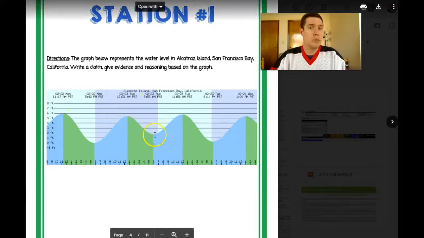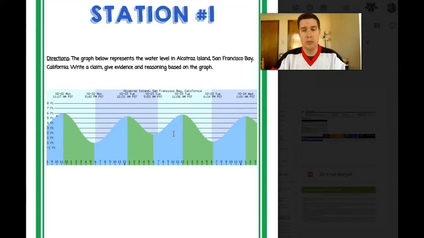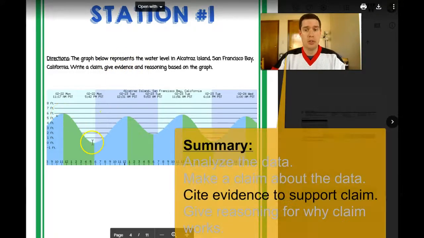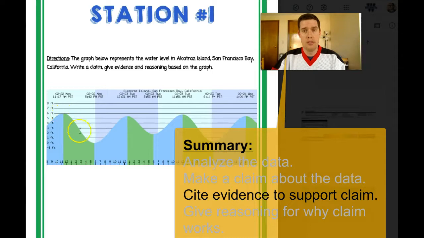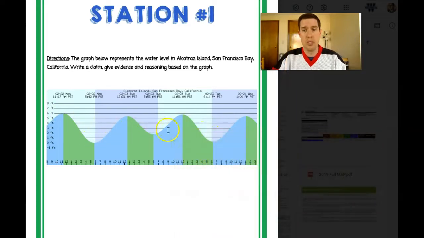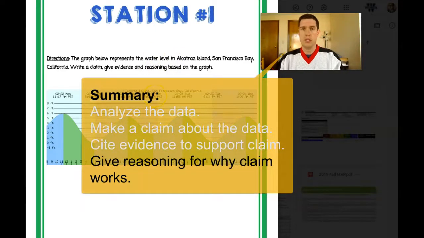There are other claims on here that you could make. So there's more than one claim that you can write down. But to me, the most obvious one is every 6 hours or so, the water level goes to a maximum or a minimum. What was my evidence? Well, the graph shows a high point followed by a low point about every 6 hours apart. So the graph shows this pattern repeating. That's my evidence.